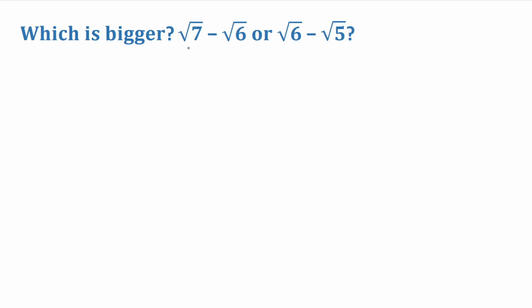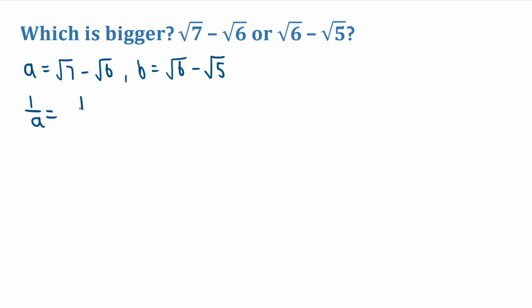So how do we compare something like the square root of 7 minus the square root of 6 with the square root of 6 minus the square root of 5? What we can do is compare the reciprocals of both expressions. So if we let a equal the square root of 7 minus the square root of 6, and b equal the square root of 6 minus the square root of 5, then 1 over a is equal to 1 over square root of 7 minus the square root of 6, and 1 over b is equal to 1 over the square root of 6 minus the square root of 5. And what we'll do is we'll compare 1 over a with 1 over b instead.